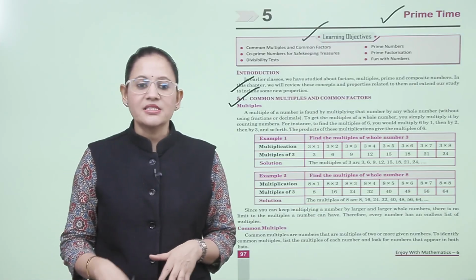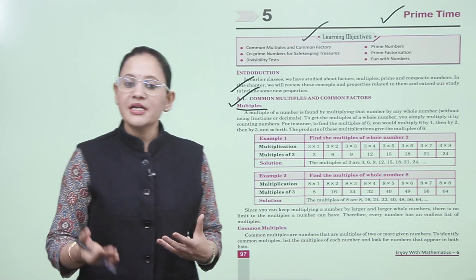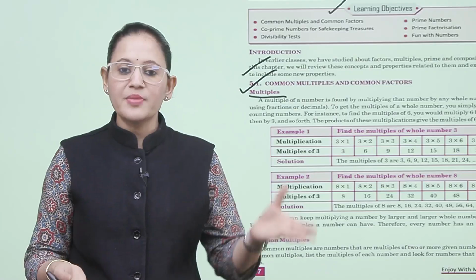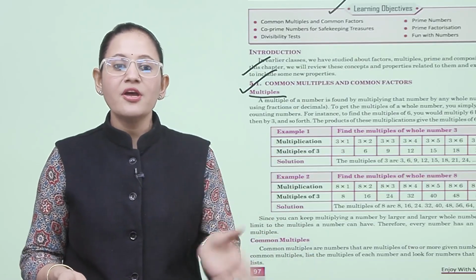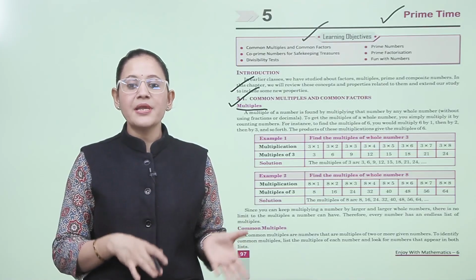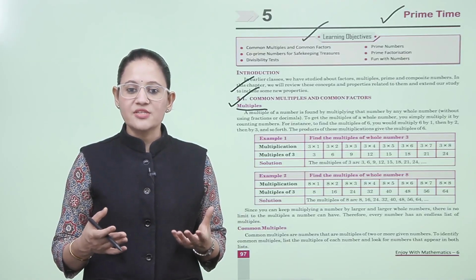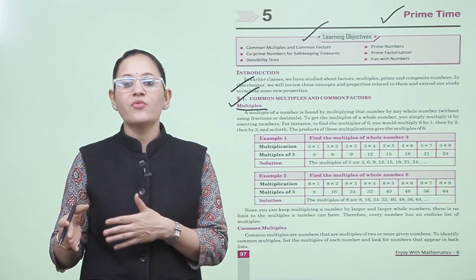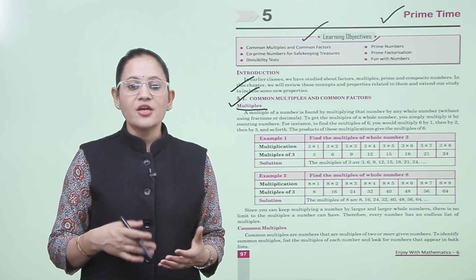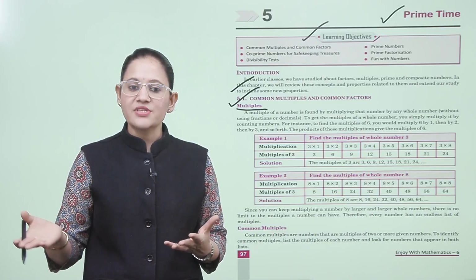First we'll take multiples. The multiples of a number are found by multiplying the number with any whole number. So if we multiply the number with any whole number, we'll get its multiples. To get the multiples of a whole number, we simply multiply it by the counting numbers. For instance, to find the multiples of 6, what will we do? We'll multiply it by 1, then 2, then 3 and so on. The products of these multiplications give the multiples of 6.